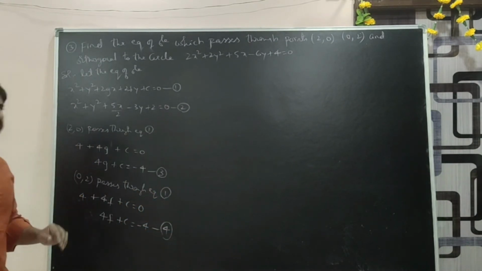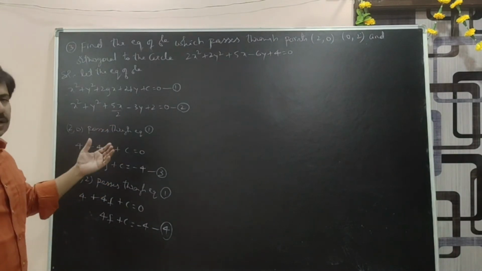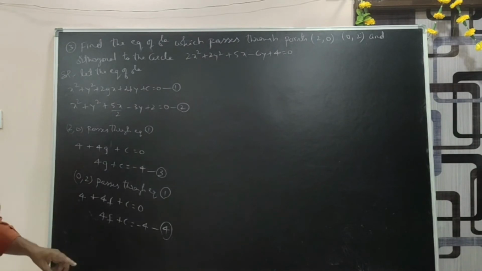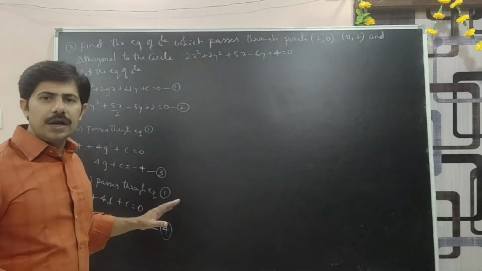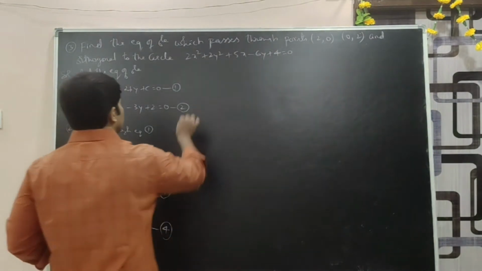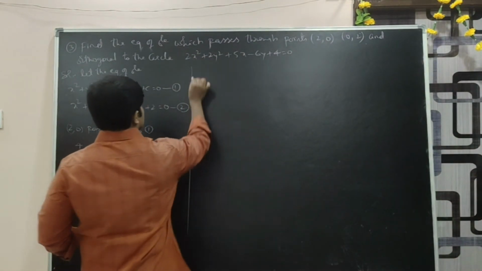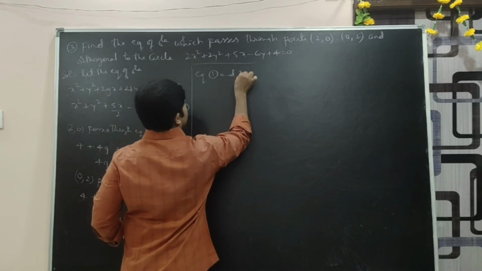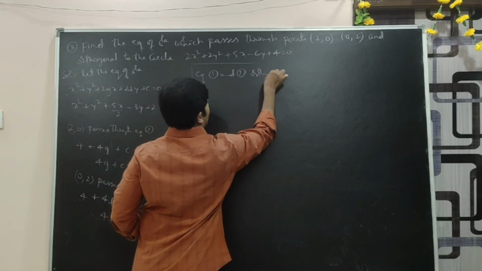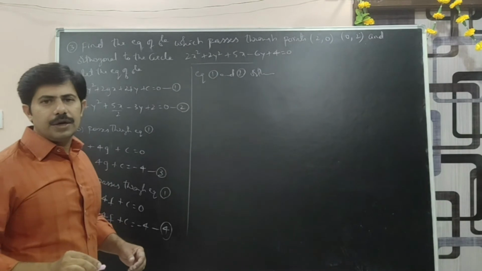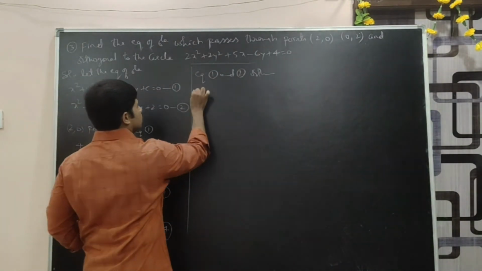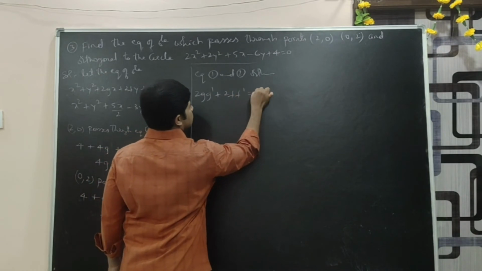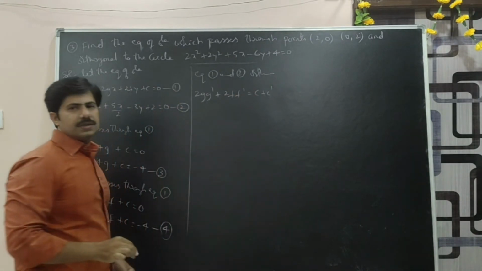Okay, now the points pass through the circle, so we substituted, we got equation 3, equation 4. After that what we'll do is we'll do 1 and 2 orthogonal. So equation 1 and 2 orthogonal. So orthogonal means what is the condition? 2g g dash plus 2f f dash is equal to c plus c dash.